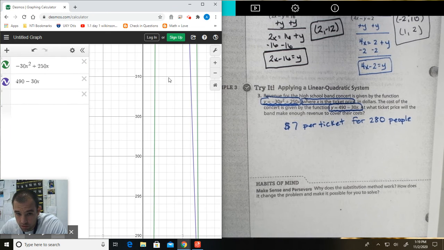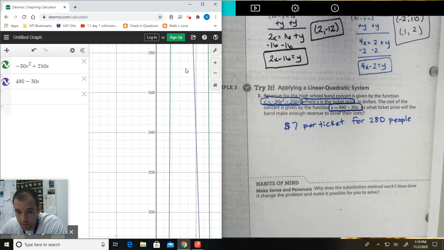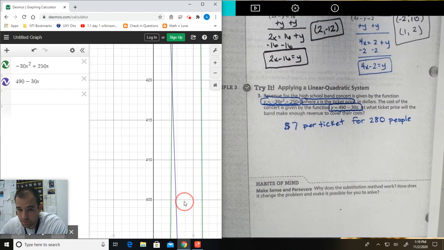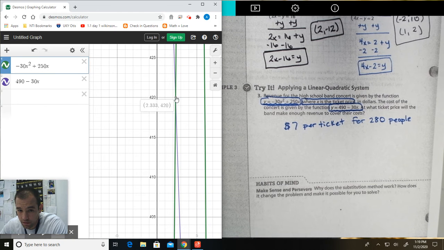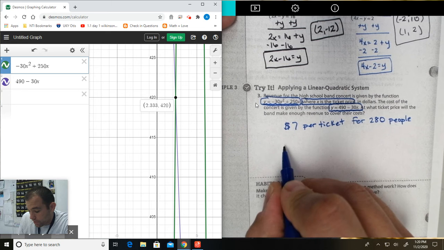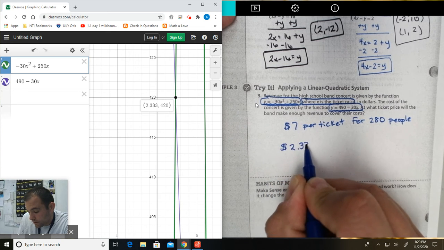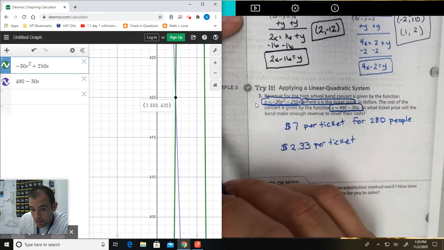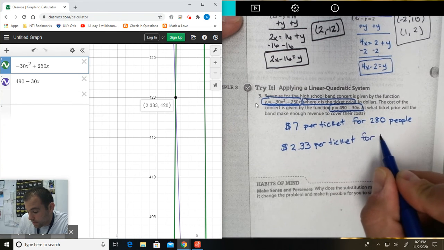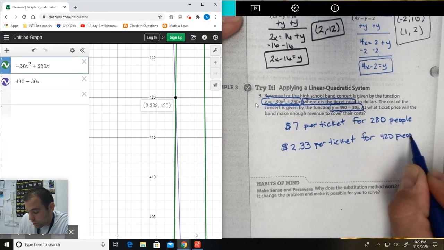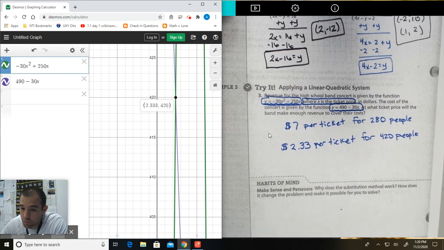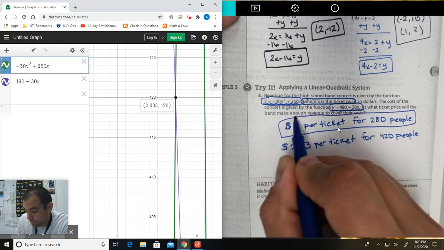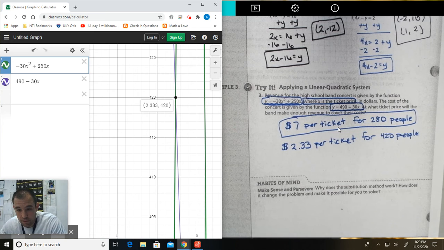Now, they also might be able to charge a little bit less money, but they would have to bring in a whole lot more people, right? So if we keep scrolling this thing and we come up here, they could charge $2.33 per ticket, but they would have to bring in 420 people, right? So this band is probably going to charge the $7, because then they only have to bring in less people. Probably wouldn't be too bad if they have a big band.